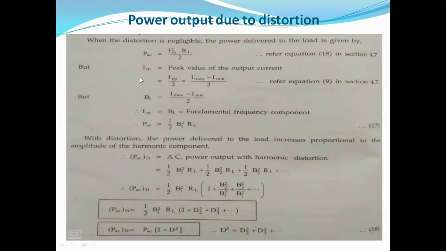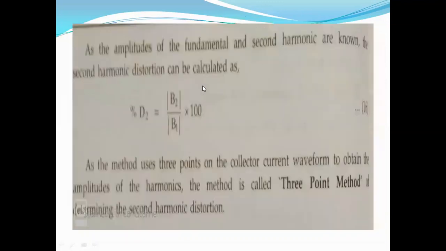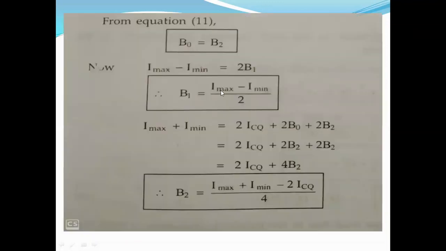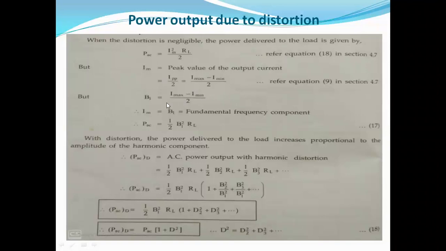Okay, already we know what is peak current. Peak current is I peak to peak by 2. What is I peak to peak? I max minus I minimum. So that is Im is equal to I max minus I minimum by 2. And from this equation, what is B1? B1 is I max minus I minimum by 2. So in place of Im is I max minus I minimum by 2, and similarly, B1 is also I max minus I minimum by 2. In place of Im, we can substitute B1 also.